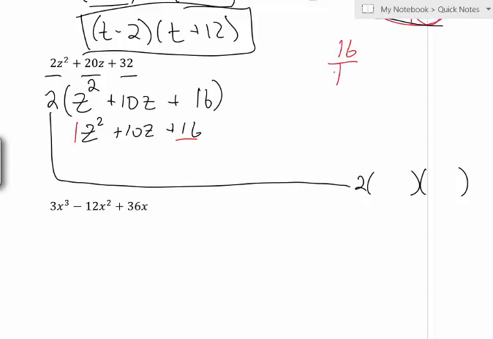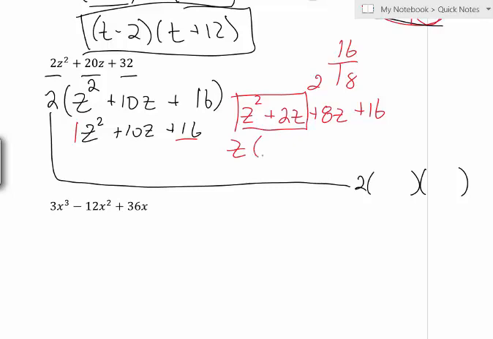Okay, so again, my first step, 1 times 16, well, that's a 16. So I'm going to look for 2 numbers that multiply to 16 and add up to 10. Well, what about 2 and 8? Okay, so now I can go ahead and factor this: z squared plus 2z plus 8z plus 16. Now box the first 2, I can factor out the letter z. There's a z plus 2.